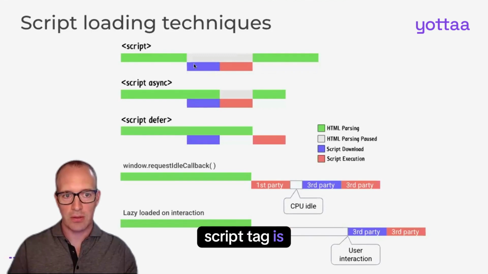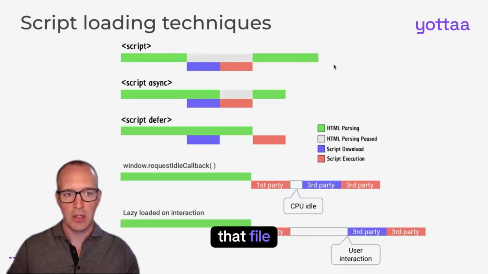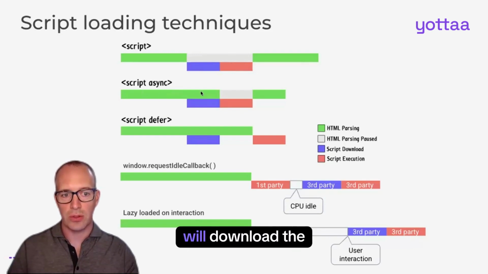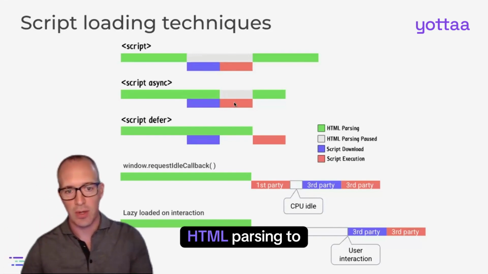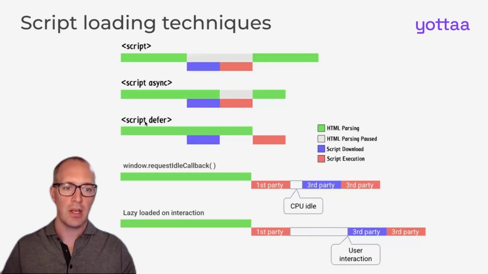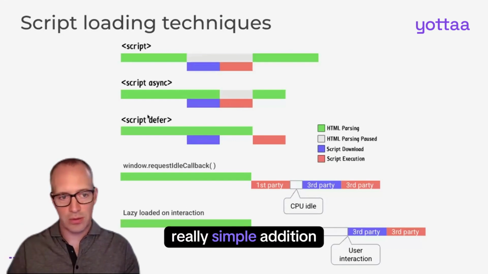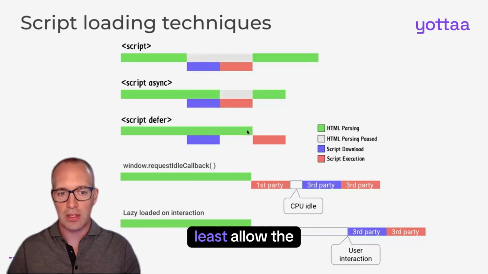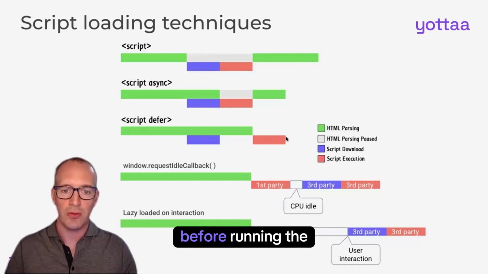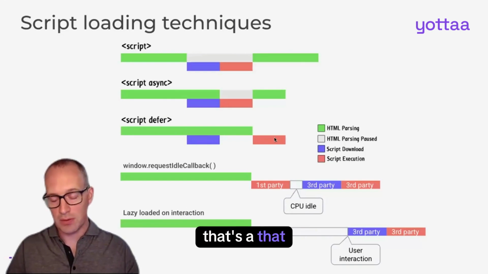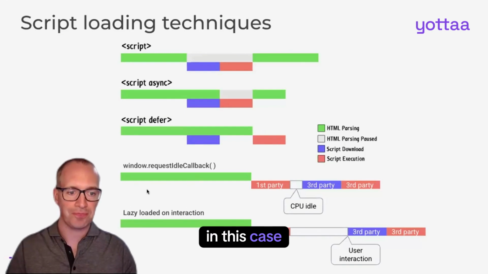There's a few different techniques we can use to load a script. Just a regular script tag is going to block the HTML parsing while it downloads the file and then executes that file. We could use async, which will download the files asynchronously, but it's still going to stop HTML parsing to do script execution. And then finally, defer is a really simple addition, right? You're just adding these keywords onto your script tag. This will at least allow the browser to continue parsing HTML and building that initial DOM before running the script. That'd be a one-liner fix in this case.